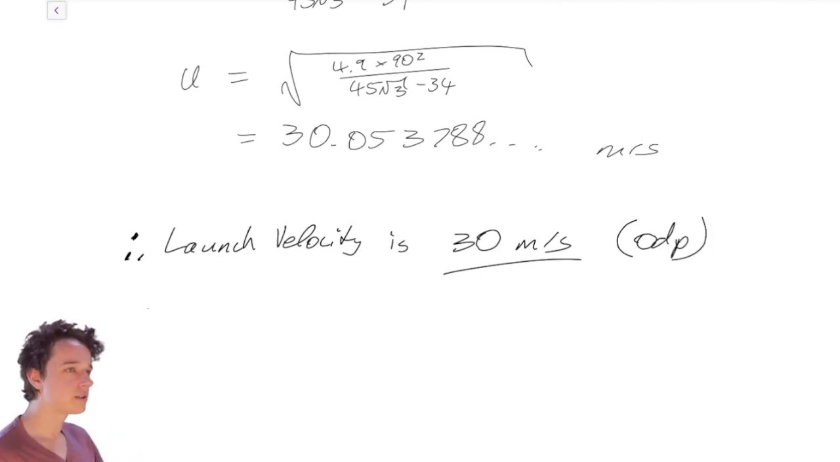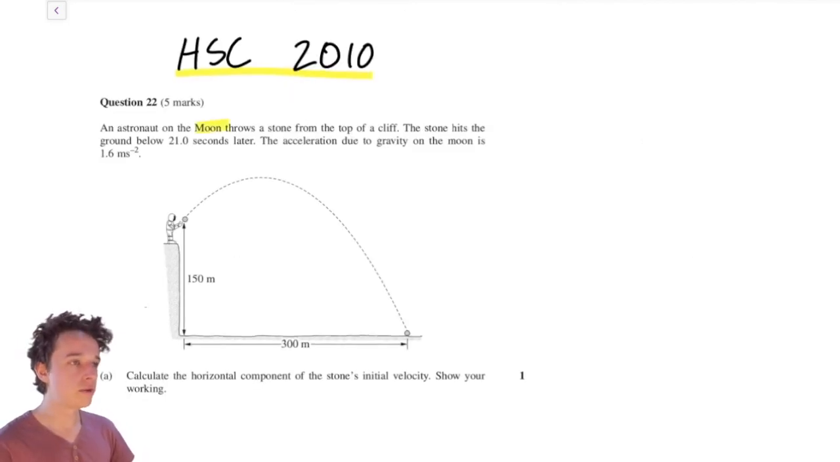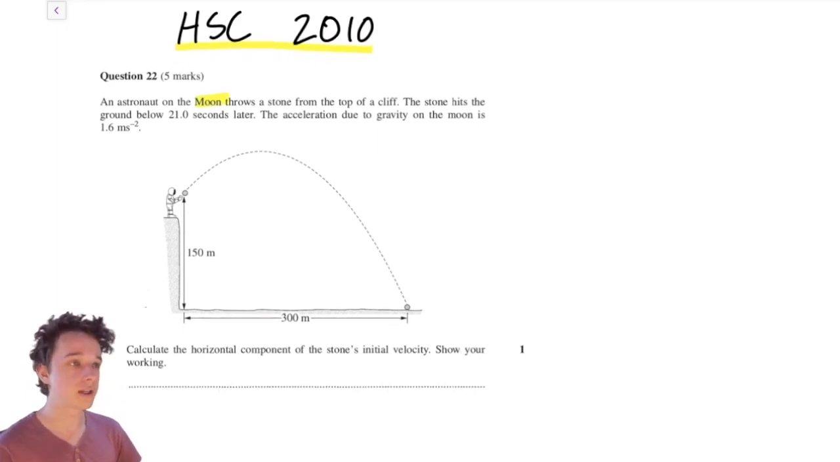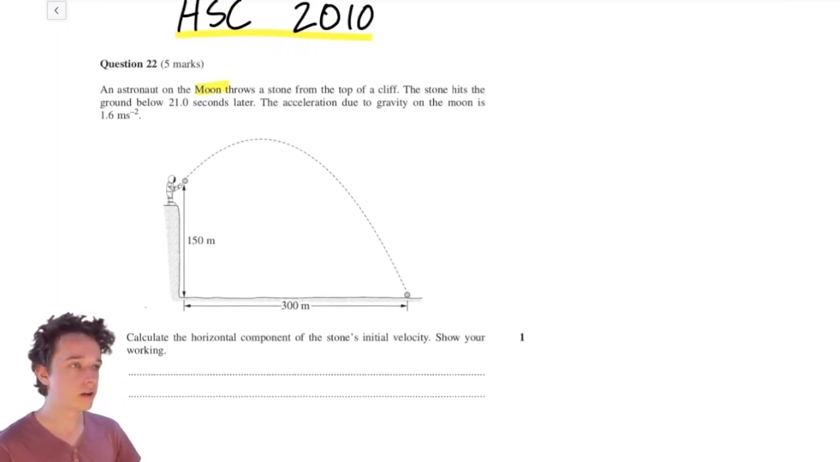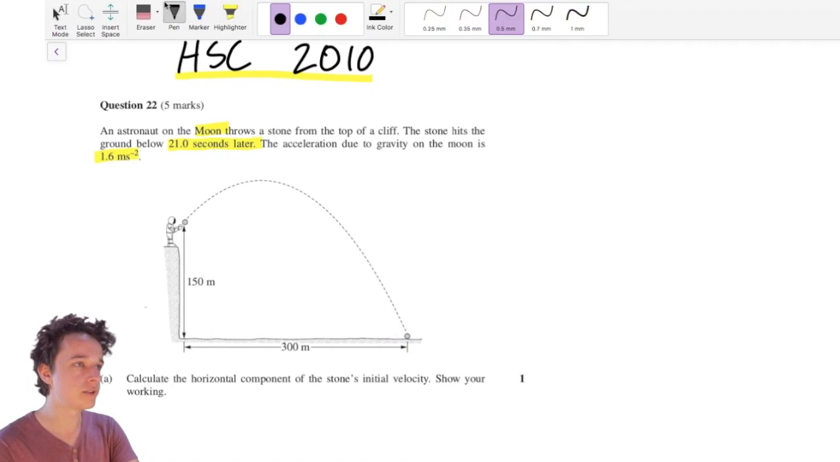Okay, next question. An astronaut on the moon, so acceleration is not going to be the same as what we usually use, throws a stone from the top of a cliff. The stone hits the ground below 21 seconds later. The acceleration due to gravity on the moon is 1.6 meters per second squared.